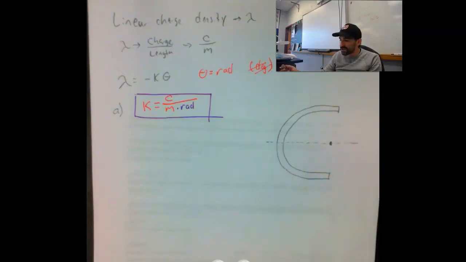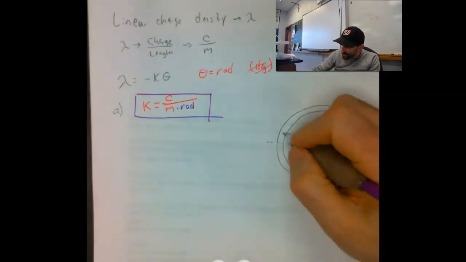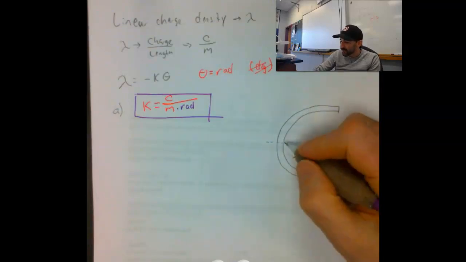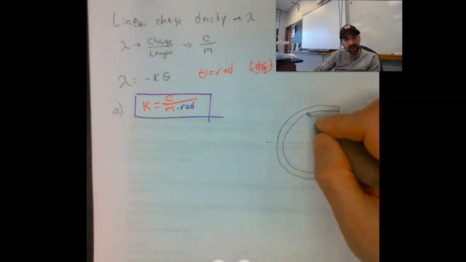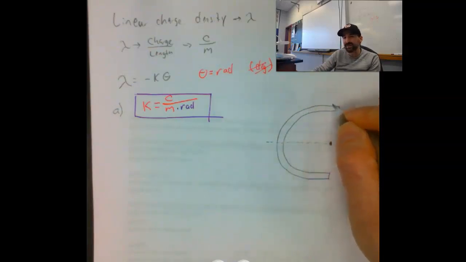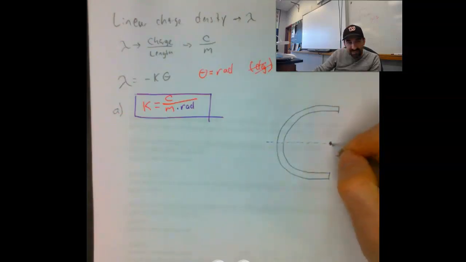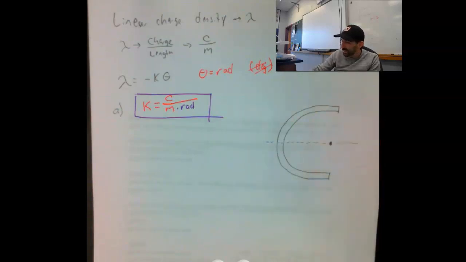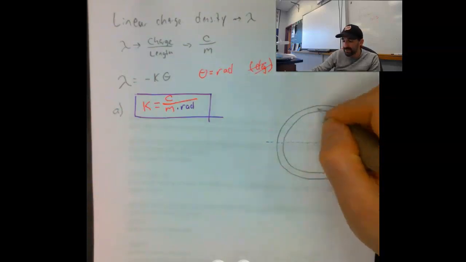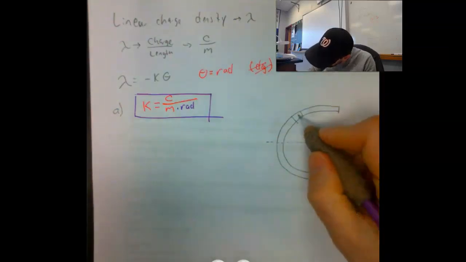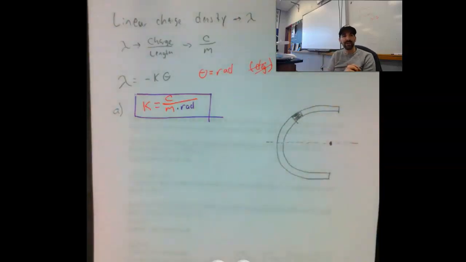And what we're going to do is remember, how do I find an electric field? Well, if this is a charged ring, and it actually doesn't matter if it's a uniformly distributed charge or not, the electric field at this point is going to come from every little piece of this rod. So I'm going to define a piece of that rod right there.